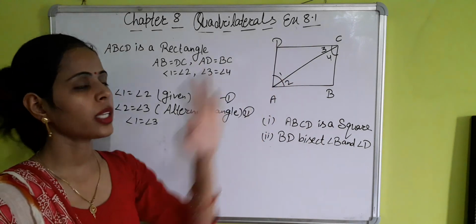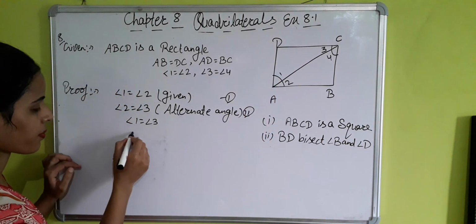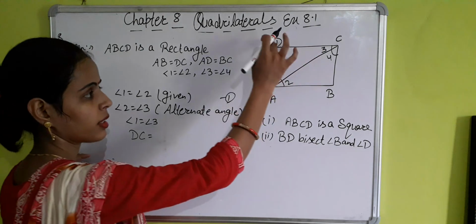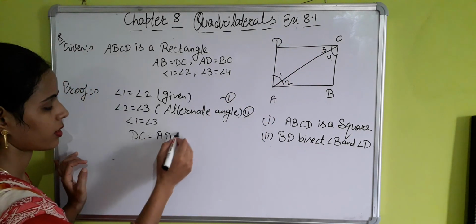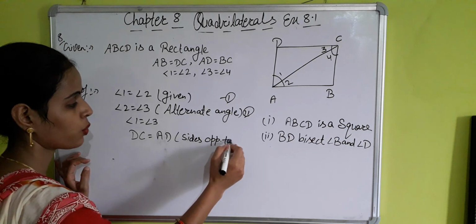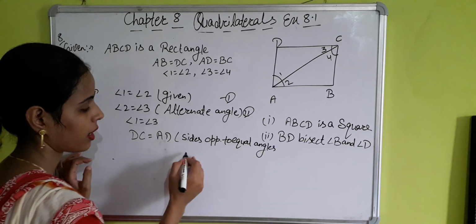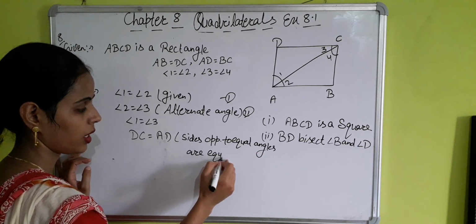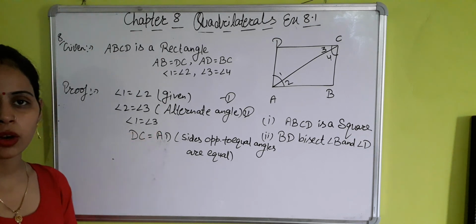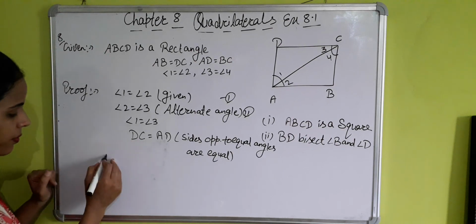If angle 1 and 3 are equal, then the opposite side to angle 1 is DC and the opposite side to angle 3 is AD. Why? Sides opposite to equal angles are equal. Or we can say that if angles are equal, then their opposite sides are also equal. DC equals AD.